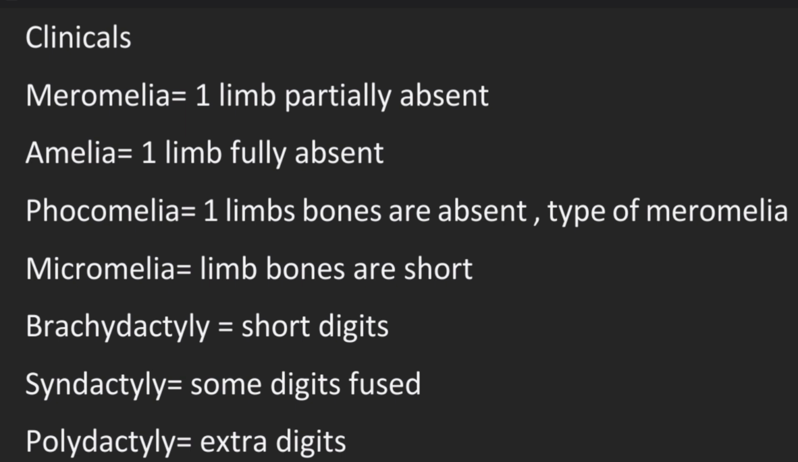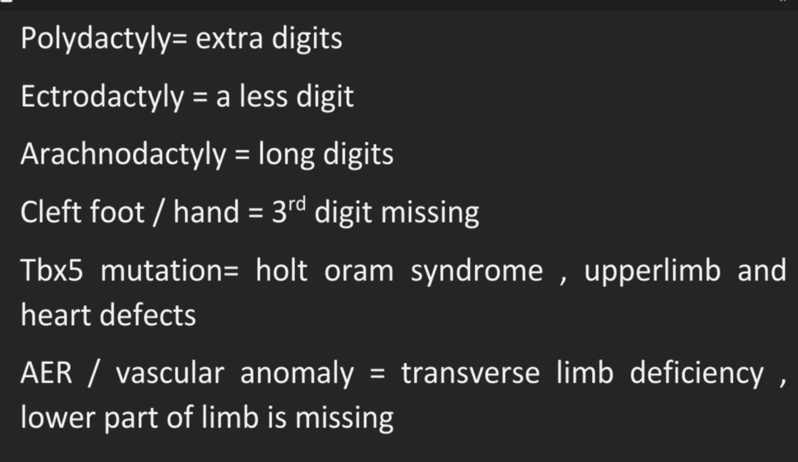Now we have dactyly, which means digit. Brachydactyly is short digits, and arachnodactyly is long digits. Then we have syndactyly, syn means fusion, so some digits get fused, that's syndactyly. Then we have polydactyly and ectrodactyly. Polydactyly is an extra digit, like instead of 5 fingers they have 6 fingers, and ectrodactyly is a lesser number of digits, instead of 5 they have 4 fingers. Cleft foot or cleft hand, the third digit is missing, the middle finger is missing, right?